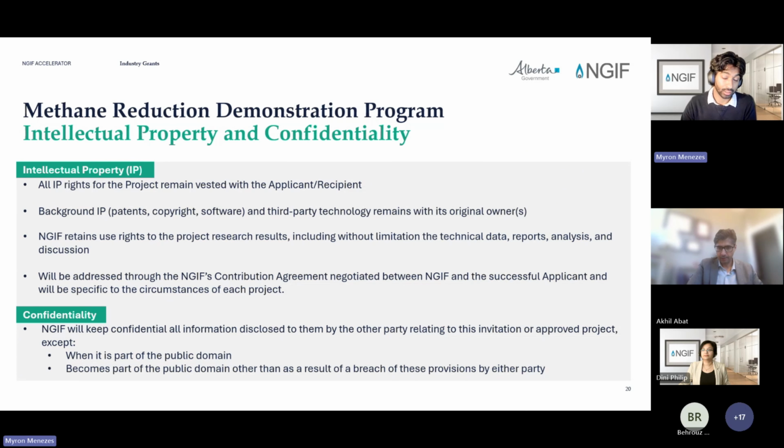Another common question we get is on intellectual property and confidentiality. In terms of IP, all intellectual property remain vested in the applicant. NGIF does not gain any property rights. The only thing we retain is the rights to use the project research results in the event you do get granted for funding. We will surface these conversations up at the appropriate time when we sign a formal contribution agreement. In terms of confidentiality, we take this quite seriously at NGIF. We are not going to be able to disclose any confidential information you share with us unless explicitly asked or when it becomes a part of the public domain.